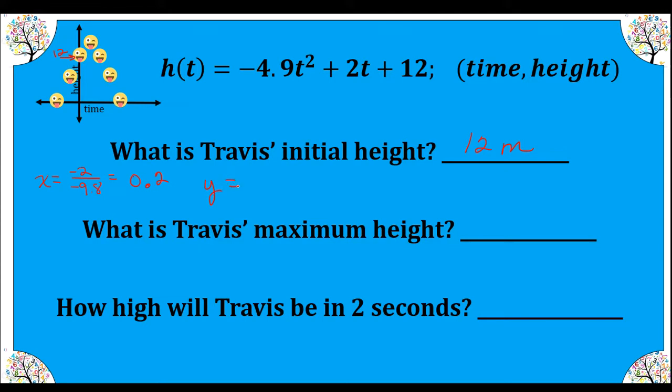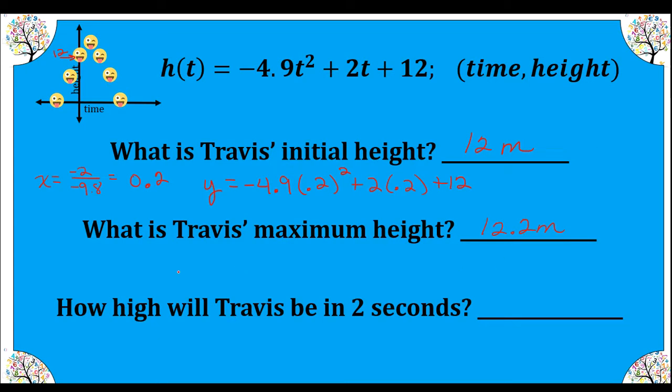So the height is, we're going to plug in 0.2 for my time. And now let's use our calculator. Let's calculate this out. And we get roughly 12.2 meters. So you can see that he started out at 12 and he really didn't jump too awful high, 0.2 meters more to reach that maximum height.